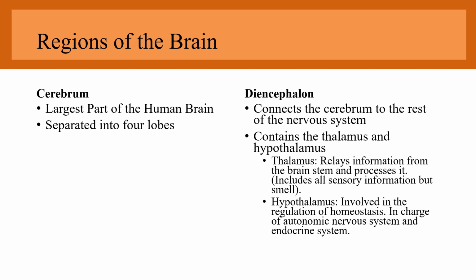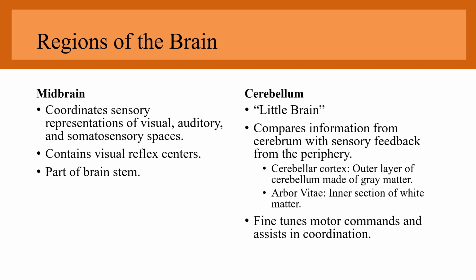The thalamus relays information from the brainstem and it processes it. This includes all sensory information but smell. The hypothalamus is involved in the regulation of homeostasis and is in charge of the autonomic nervous system and the endocrine system. The next section we're going to talk about is the midbrain. The midbrain, part of the brainstem, coordinates sensory representations of visual, auditory, and somatosensory spaces. The visual reflex center is also found in the midbrain.